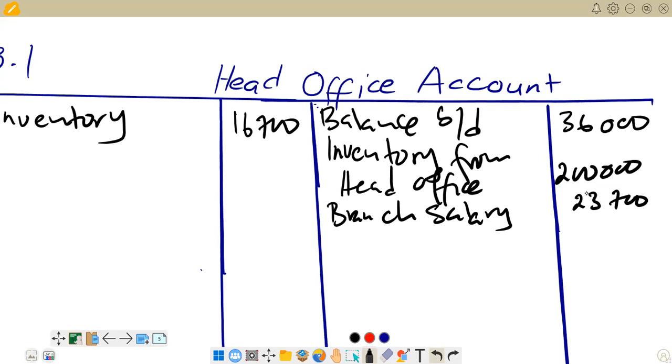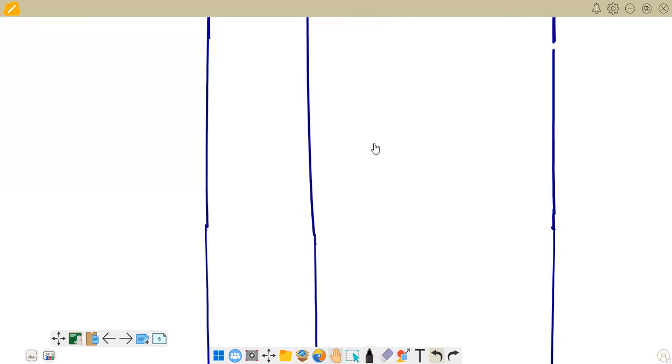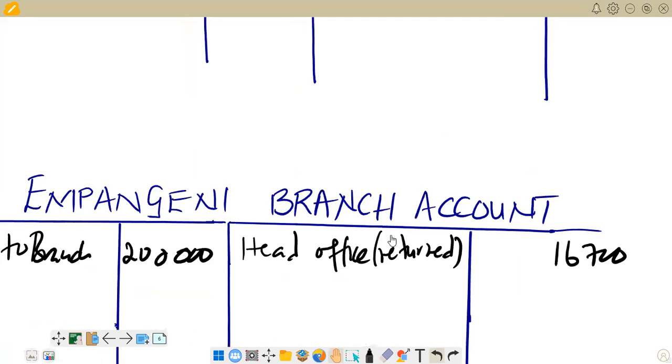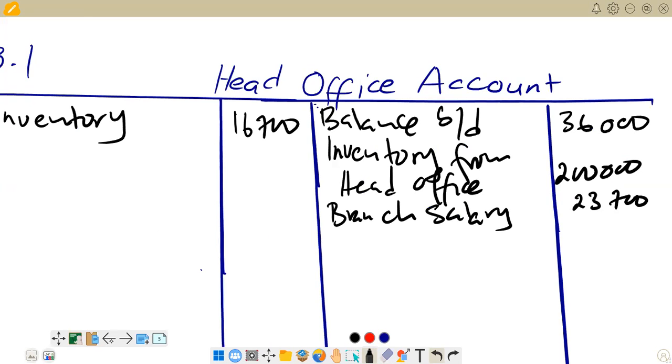And the corresponding entry is that we are debiting the branch account. So we go there again on the branch account. Go there and check what we have on the branch account. Right, we are debiting the branch account. It's 23,700 is salary. Right, so this is what we have. Then we go back to check the next one.